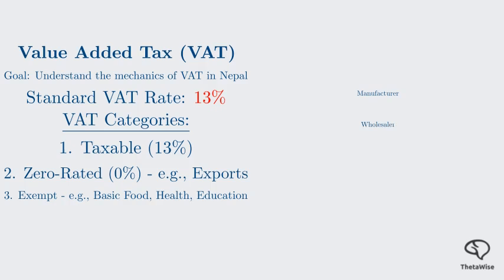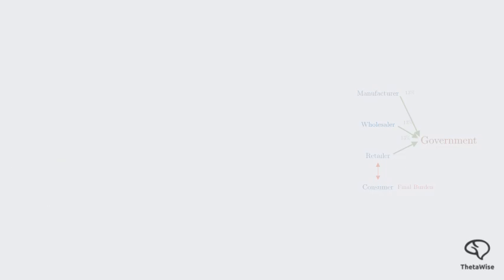The unique feature of VAT is the tax credit system. Businesses can deduct the VAT they paid on purchases from the VAT they collected on sales, ensuring that only the value added is taxed. Ultimately, the total 13% is borne by the final consumer. Now, let's look at another specific indirect tax: excise duty.